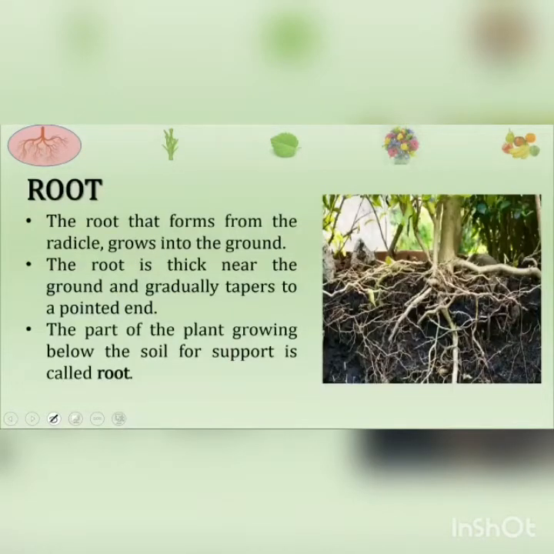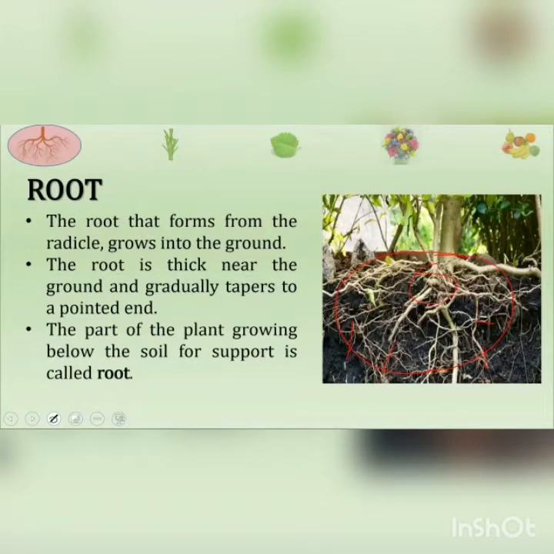So the first part of our module is root. Children, the underground part of the plant is called root. The root is thick near the ground and gradually tapers to the pointed end. Tapers means to diminish or reduce in thickness towards one end. See here children, it is thick and then reducing and diminishing at one end.